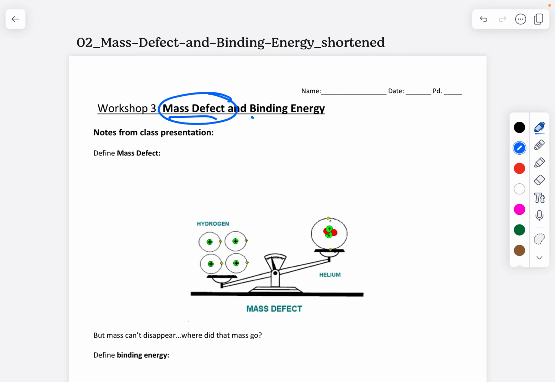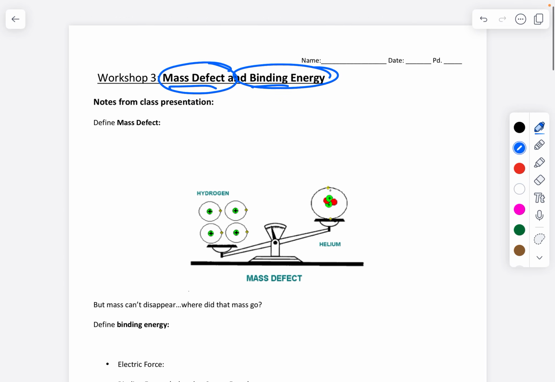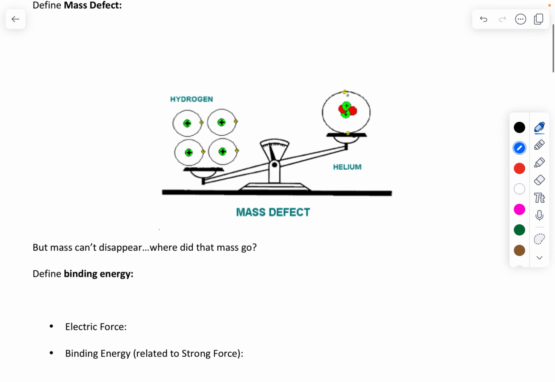Today we are going to talk about two ideas in nuclear physics. One of them, well, maybe they're really the same, but they're called mass defect and binding energy. Okay, so what is it?